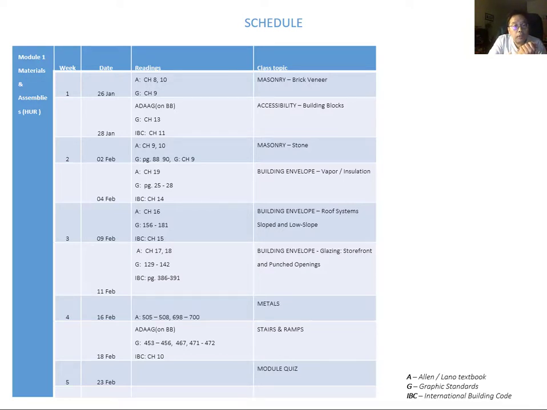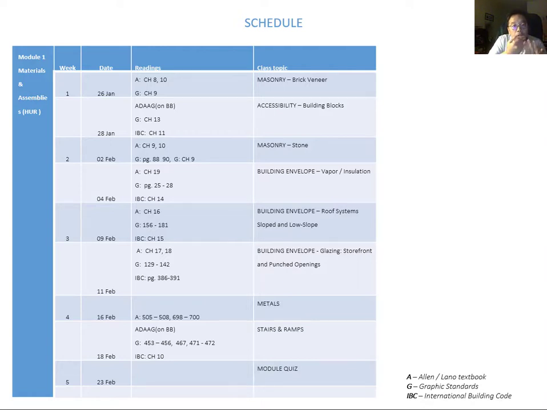In week three, we discuss the roof system, how you design a roof, the proper slope for a roof, and how you design a green roof. And in the next class, we talk about another building envelope.